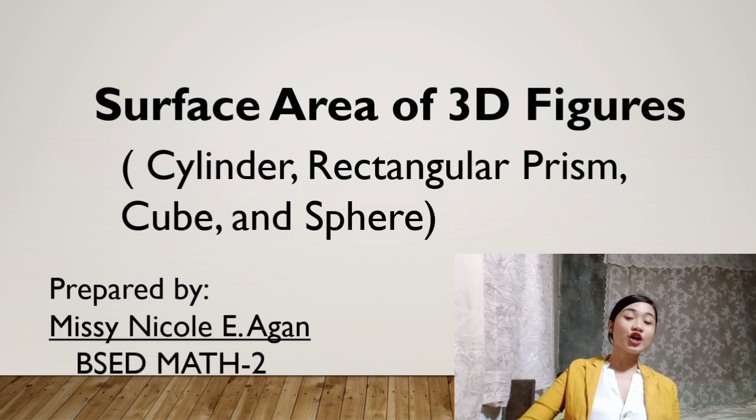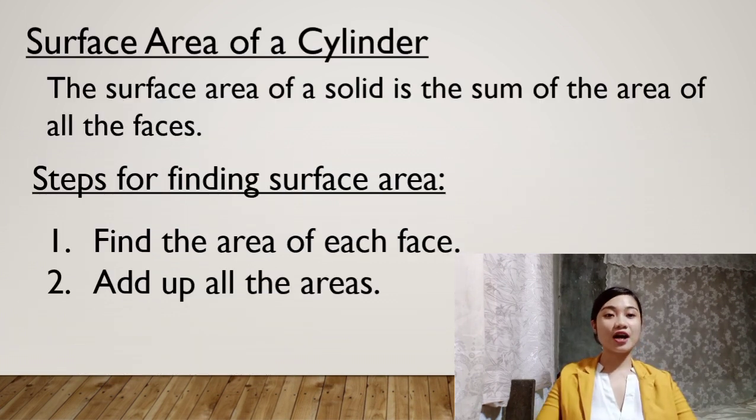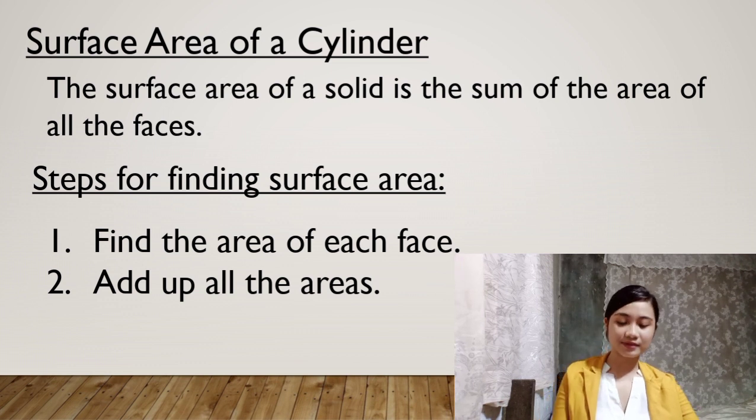Okay, so first, we are going to talk about the surface area of a cylinder. The surface area of a solid is the sum of the area of all the faces. So, i-add lang natin, no? I-add, and then multiply, and then add.